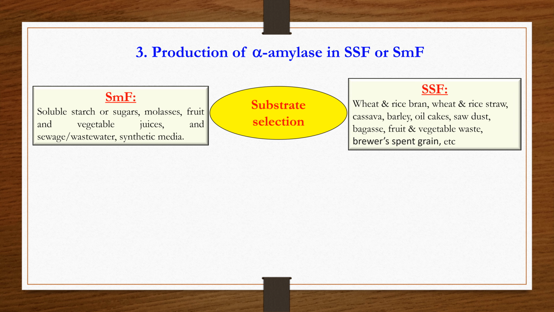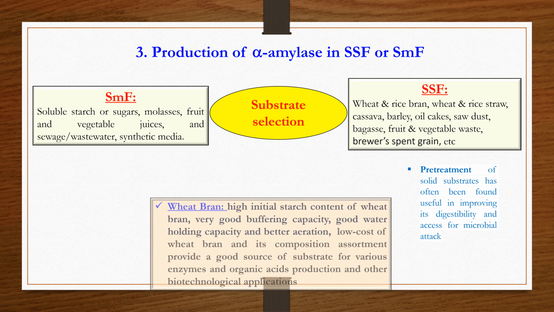Whereas in the case of the solid-state fermentation process, wheat and rice bran, wheat and rice straw, cassava, barley, oil cake, sawdust, bagasse, fruit and vegetable waste, brewer's spent grain, etc. are used as the main solid substrates for the production of alpha-amylase. Pre-treatment of solid substrates has often been found useful in improving digestibility and access for microbial attack in the case of the solid-state fermentation process.